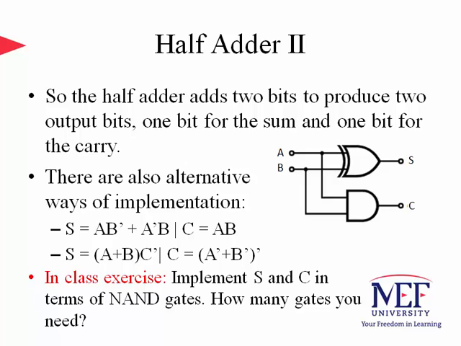Here I show the Boolean expressions for S in both SOP and POS form. The corresponding expressions for C suggest that C can be used as the common term, and thus S can be computed based on C, as shown by the second alternative expression. A class exercise asks about the number of NAND gates to implement the half adder. So think about the minimum number of NAND gates in your half adder implementation.